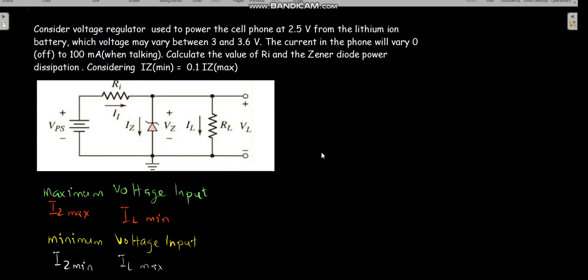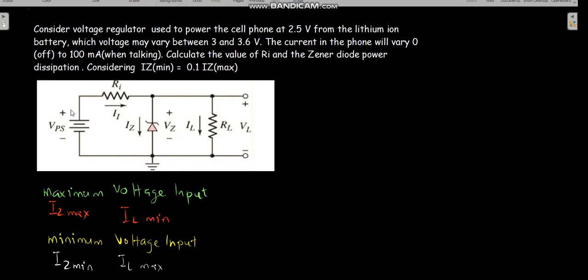We should calculate the value of Ri and then the Zener diode power dissipation, considering Iz minimum to be 0.1 times Iz maximum. Okay, so that's the question you have on the board here. But before we continue to solve the question, let's look at a few things here.